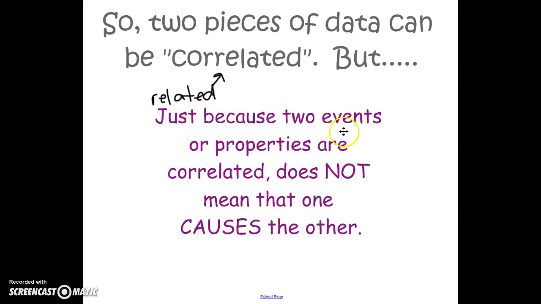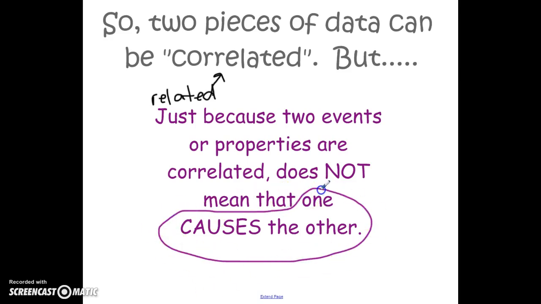But just because they're correlated does not mean that one causes the other. So that's the definition of causation: that one causes the other. That's causation. So we can have two things that are related but not necessarily have causation, meaning that one causes the other. So the correlation line should say related. The causation line should say one causes the other.